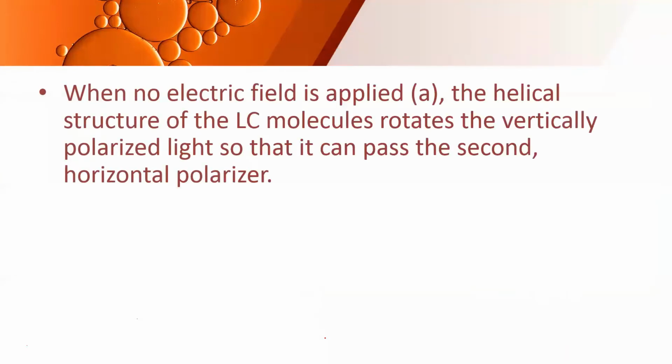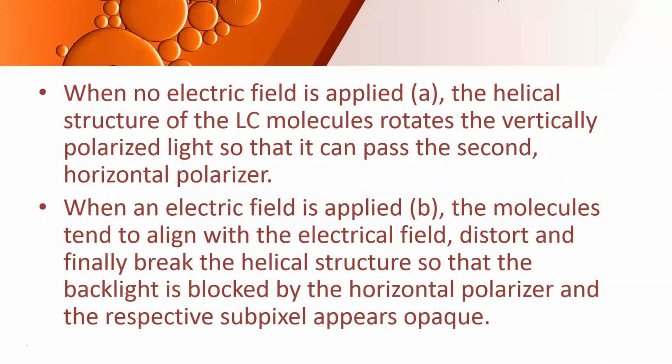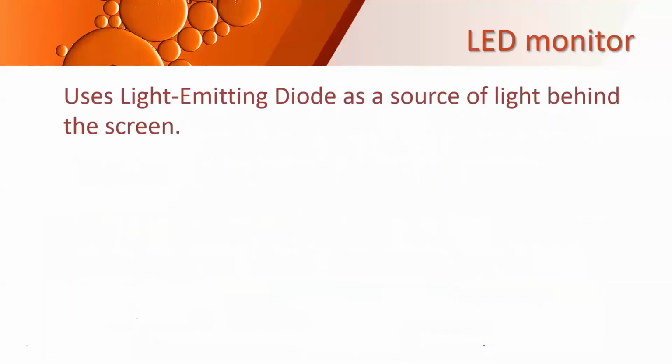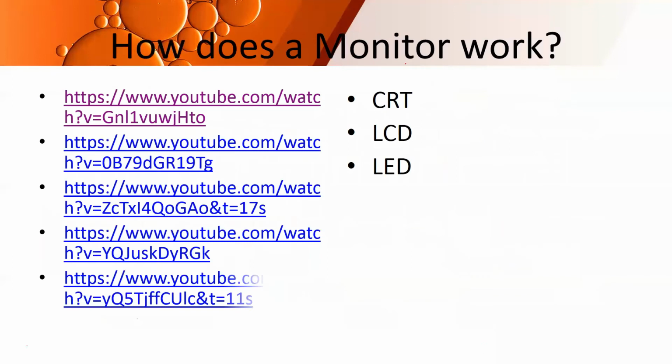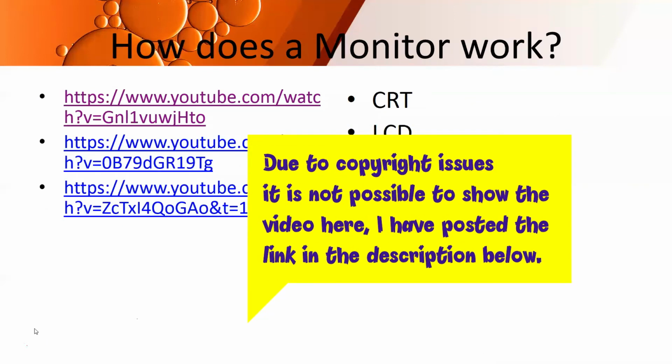Okay. So when no electric field is applied, the helical structure of the liquid crystal molecules rotates the vertically polarized light so that it can pass the second horizontal polarizer. When an electric field is applied, then molecules tend to align with the electric field, distort, and finally break the helical structure so that the backlight is blocked by the horizontal polarizer and the respective subpixel appears opaque. Got it? So we'll see how LCD works through this short animation.